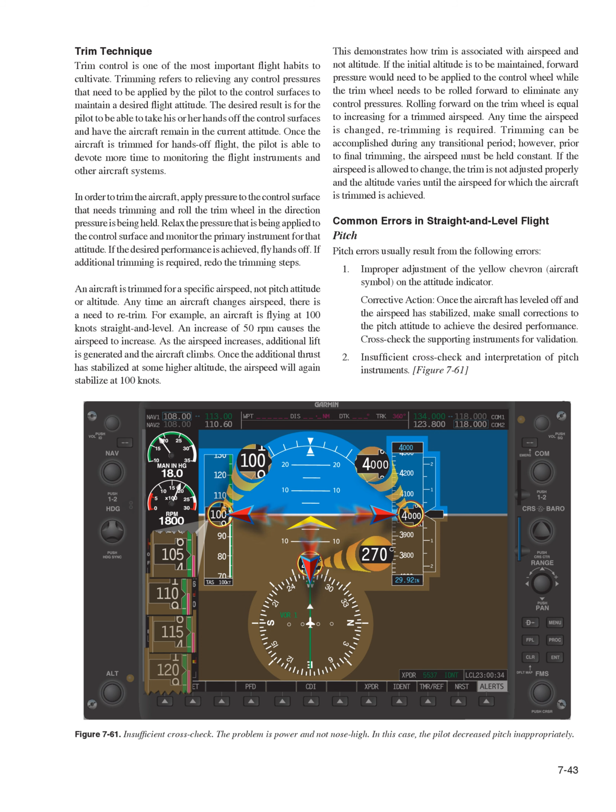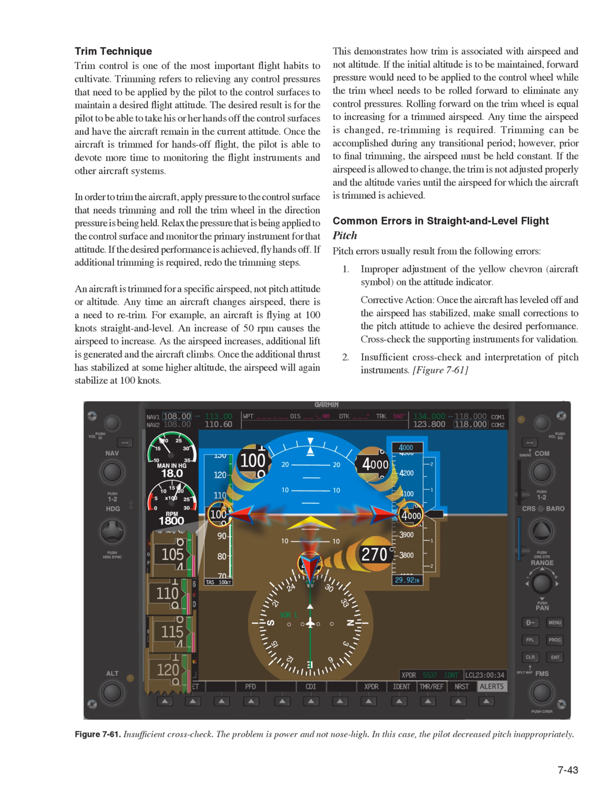For example, an aircraft is flying at 100 knots straight and level. An increase of 50 rpm causes the airspeed to increase. As the airspeed increases, additional lift is generated and the aircraft climbs. Once the additional thrust is stabilized at some higher altitude, the airspeed will again stabilize at 100 knots. This demonstrates how trim is associated with airspeed and not altitude.